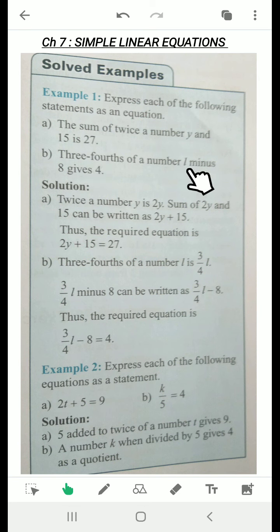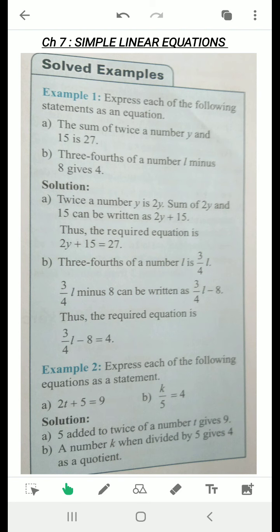Just read the other one. 3/4 of a number L. 3/4 of a number L will be 3 upon 4 L, minus 8. So 3 upon 4 L minus 8 gives 4. Here it is written "gives". In the place of "is", it is written "gives 4". That is also the same thing. So 3 upon 4 L minus 8 equals 4.